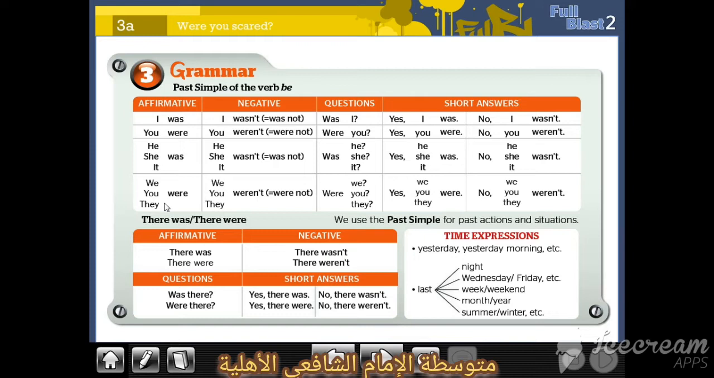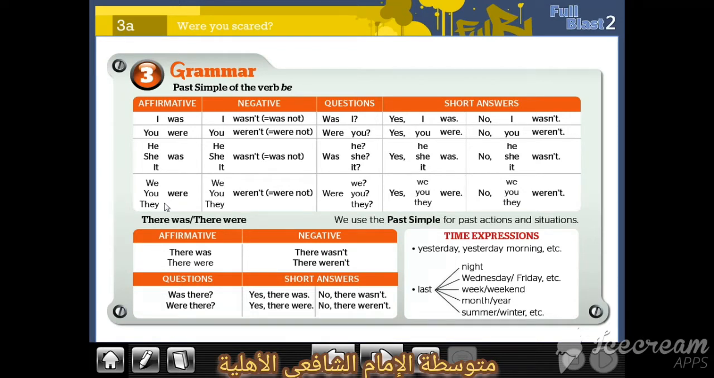So now, how can we make a negative sentence in the past symbol of the verb be? Of course, it's so easy to put not after was or were. So you can say, I wasn't, you weren't, she wasn't, we weren't, and so on. Let's move to the questions.